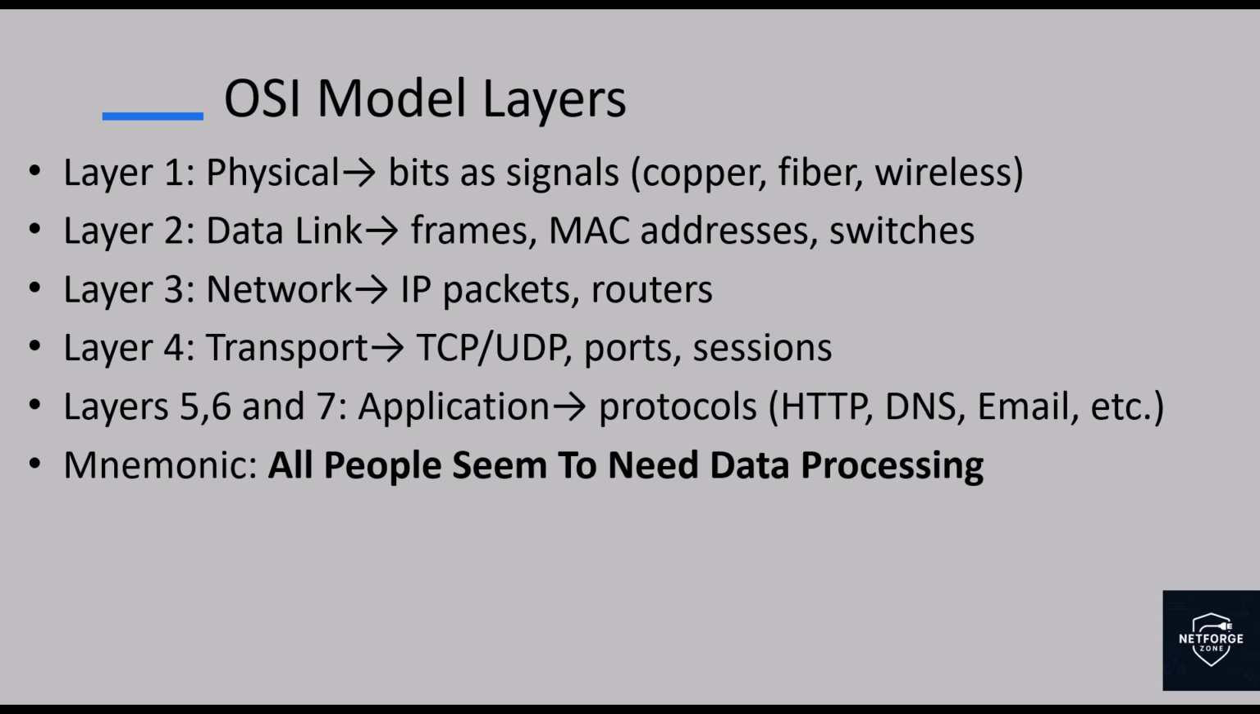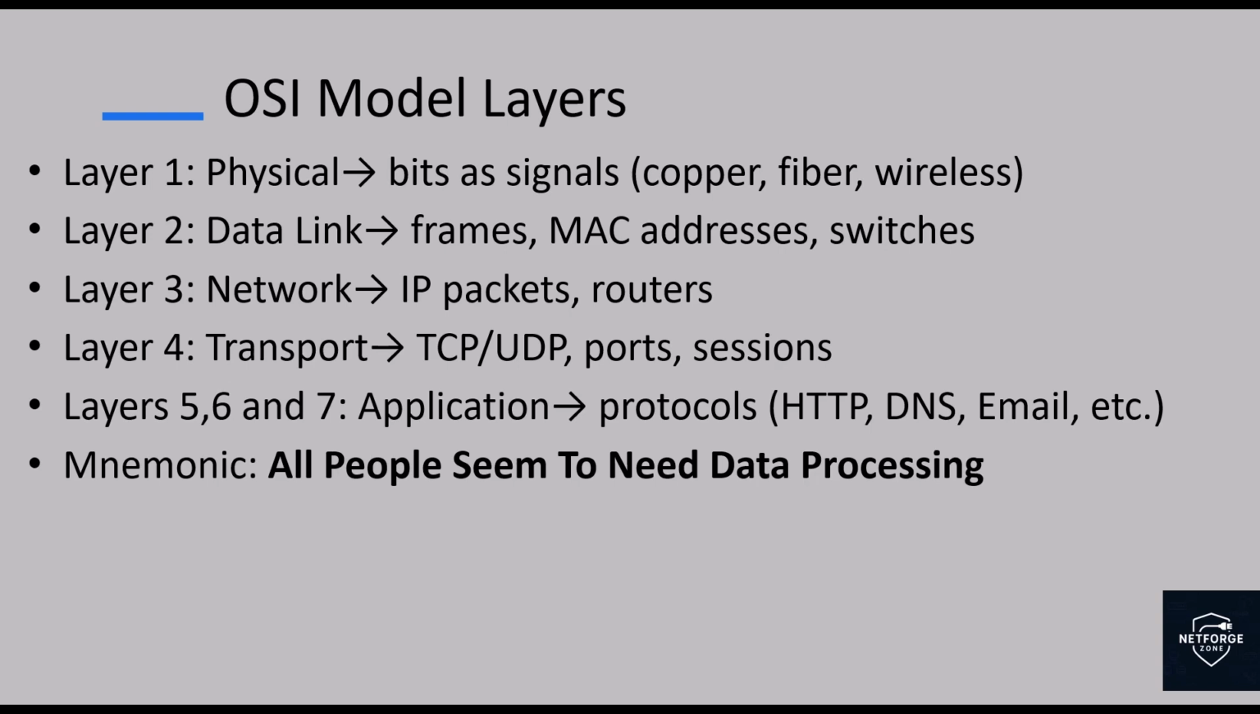Layer 1. That's the physical layer. This is literally the ones and zeros moving as electrical signals, or light pulses, or radio waves. If you've got a bad cable, a dirty fiber connector, or Wi-Fi interference, that's all layer 1 stuff.